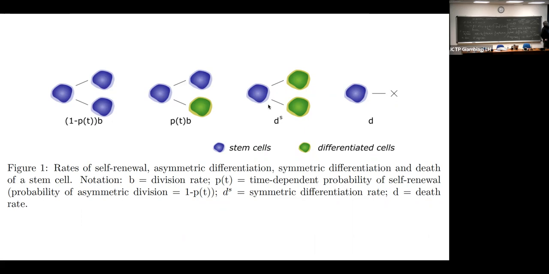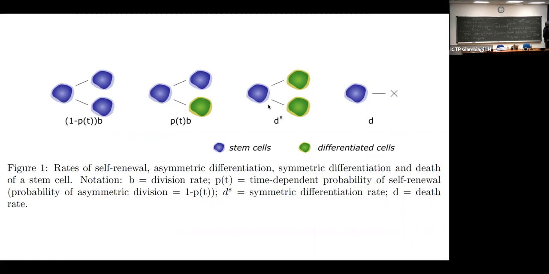The first one is, with some division rate B, birth rate, cells are born. And with probability P, these divisions produce a stem cell and a more differentiated one, a progenitor. We call this asymmetric division because the two daughters are not the same. And then, with probability one minus P, we obtain this other type of division where the two daughters are both stem cells. We call this symmetric self-renewal.